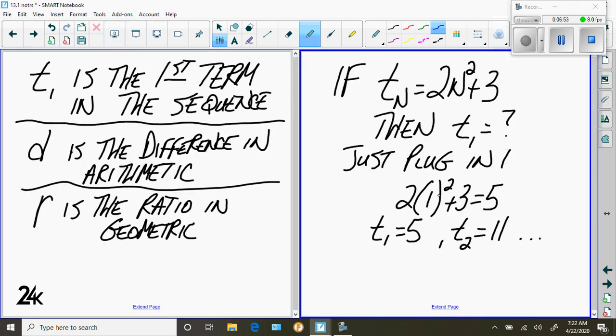You just plug in 1 where n is. So the first term is 5. If I wanted to know what the second term was, I could put 2 in for n. And turns out that answer is 11. Okay, and I could have just kept on going there. Next.